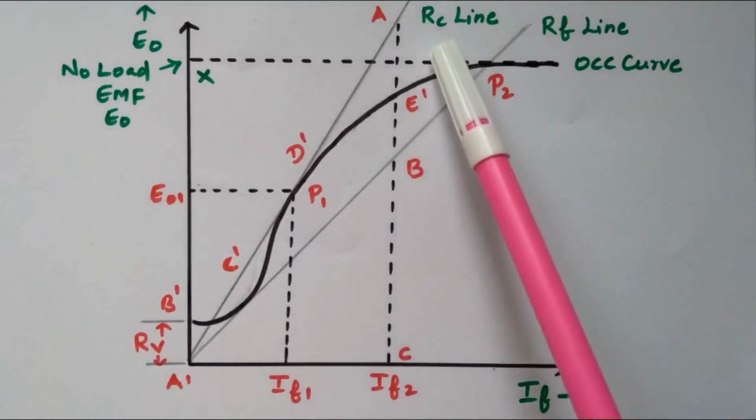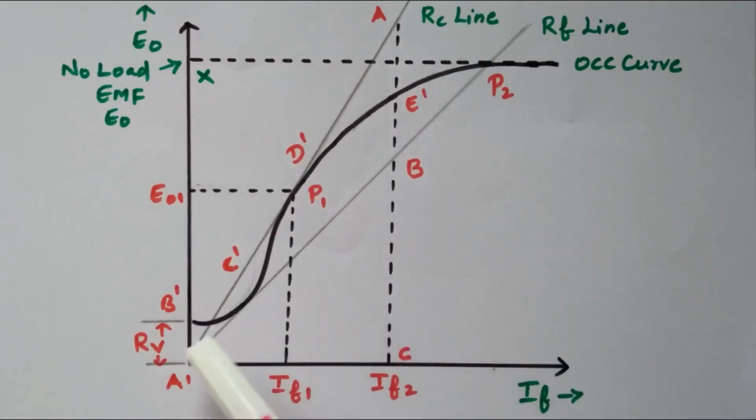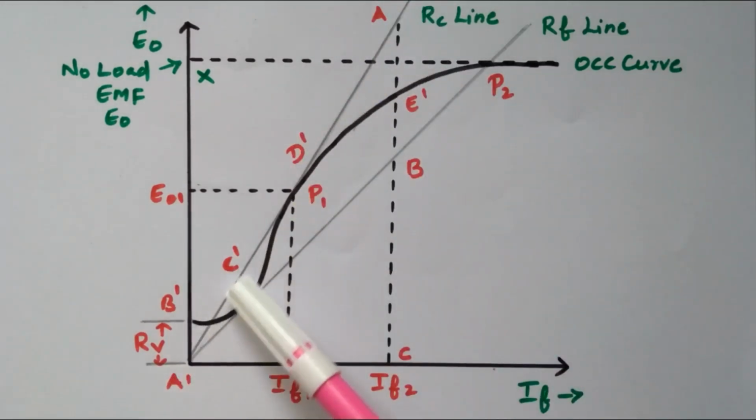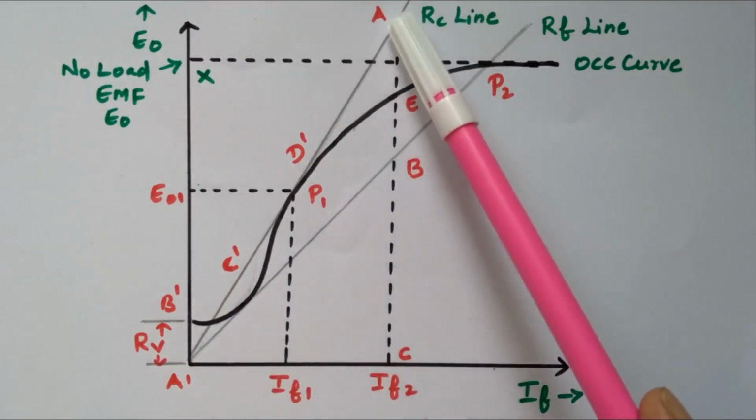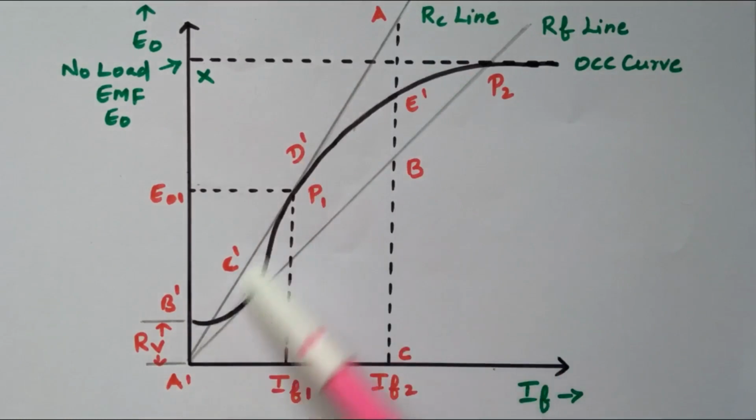Now we can draw the RC line. What is the RC line? It is nothing but a tangent to the OCC curve. We need to draw the tangent. This is nothing but a tangent, right? So here this is given as a point A. This is nothing but a tangent.